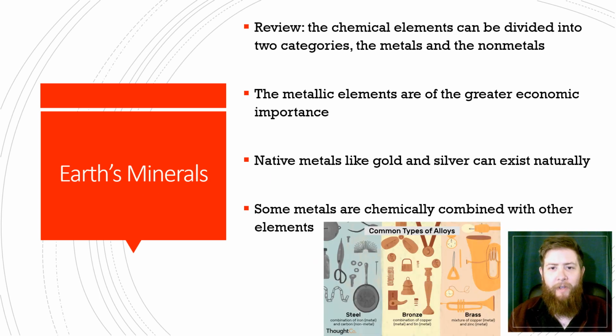For Earth's minerals, just remember that chemical elements can be divided into two categories, the metals and the non-metals. The metallic ones are the ones that are of greater importance economically. They're the ones we spend more money on for the most part. Some of them exist naturally, things like gold and silver, and some of them are combinations of elements put together. Steel is carbon and iron, bronze is carbon and tin, and brass is carbon and tin.